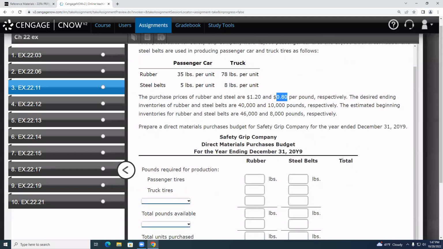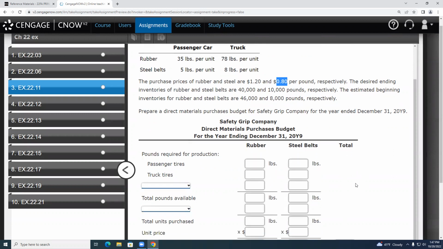That's going to be important for our purchases, because as we saw when we talked about the production budget, we need to take into account how much we're going to have at the beginning of the year, how much we expect to have at the end of the year, and any planned changes in our inventory as we determine how much we need to produce, and in this case, how much we need to purchase of the raw materials that go into our product. And so we'll start with the rubber and the pounds required for production.